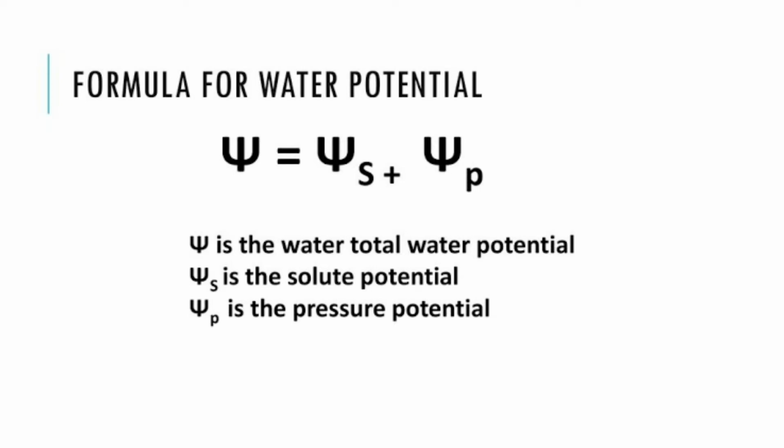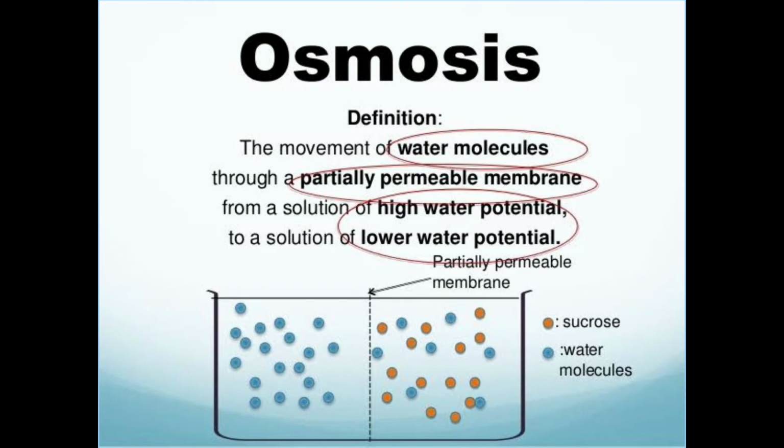Next, osmosis. We move on to another topic, osmosis. Osmosis is a topic which is in the 9th class syllabus, and we have discussed it even in the 10th class syllabus. A semi-permeable membrane is required.